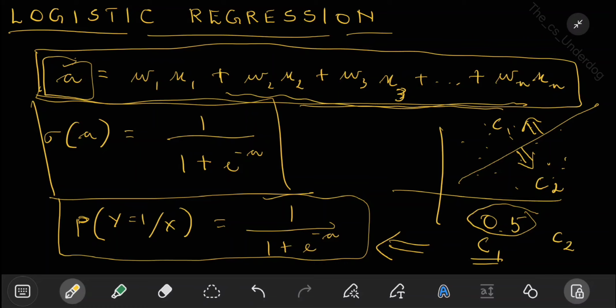So this is how you identify the decision boundary. You keep a threshold of 0.5 and whenever the probability is above 0.5, you will say it is class C1. Whenever the probability is below 0.5, you will say it is class C2. So this is the very basic about logistic regression.